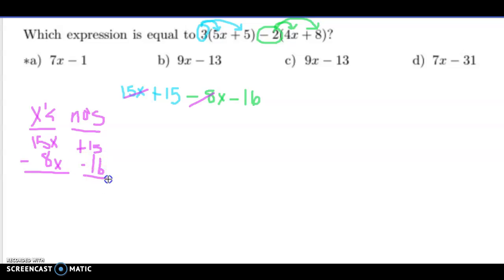Well, in the first one, I have more positives than negatives. My answer is positive. 15 minus 8 is 7. So I have 7 x's.